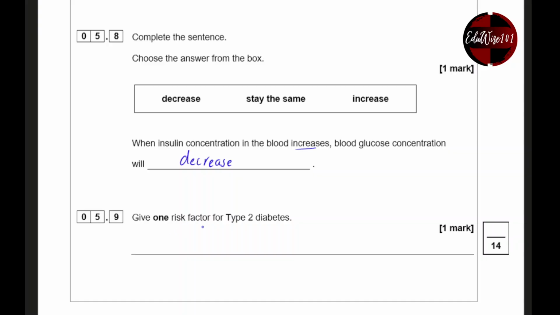Give one risk factor for type 2 diabetes. Now, there are 2 types of diabetes, type 1 and type 2. Type 2 diabetes leads to obesity, or being overweight.